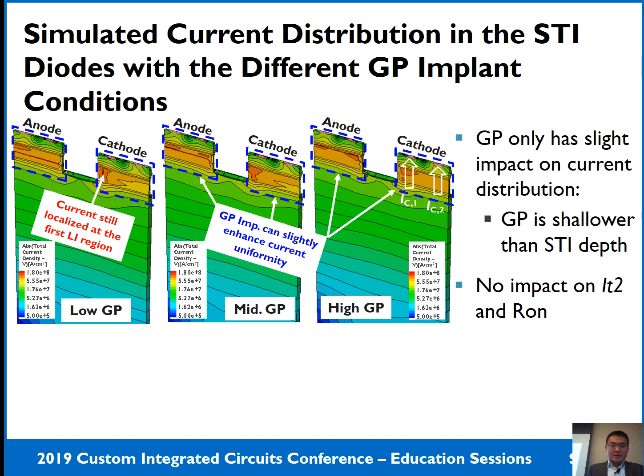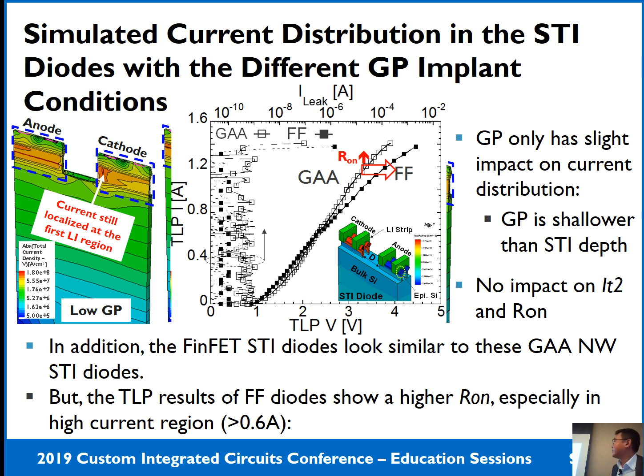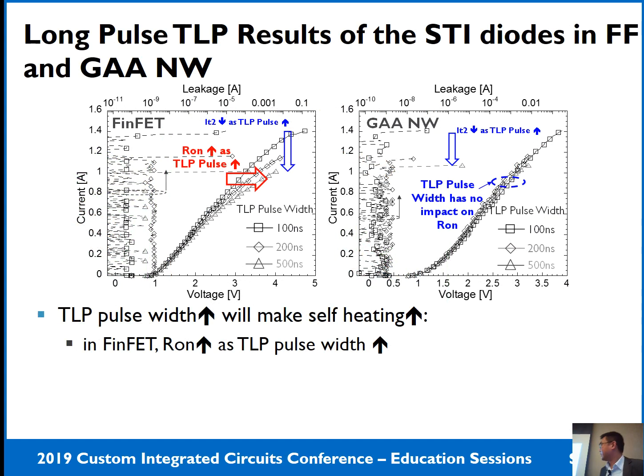Then, in addition, this Gate-All-Around STI diode looks very similar to the FinFET STI diode. But as I showed, the TLP result indicates that at a high current region, the Ron is higher in the FinFET STI diode compared with the Gate-All-Around STI diode. So the root cause is related to the different self-heating behavior in these two different STI diode structures. This can be further proved by the long pulsed TLP result, as shown in this slide.